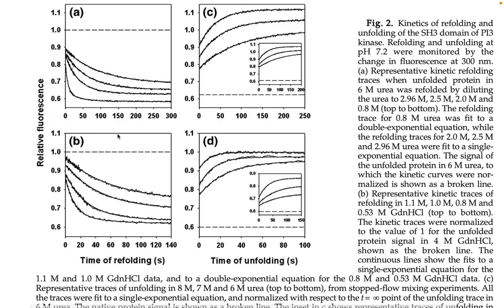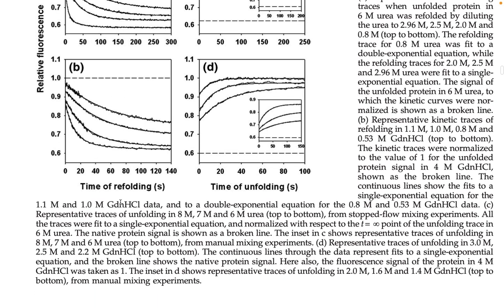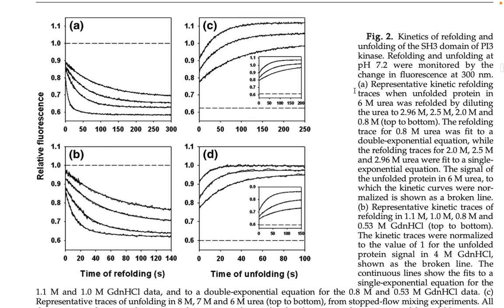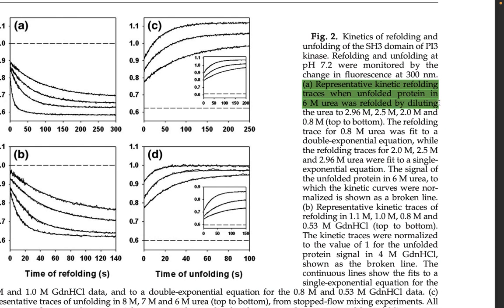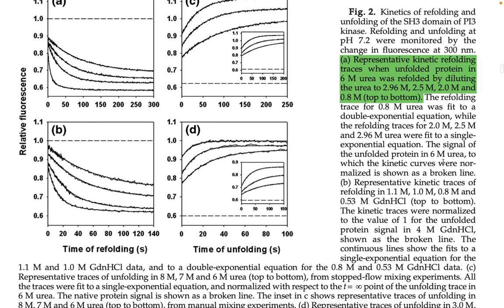A and B are essentially representative kinetic refolding traces when unfolded protein in 6 molar urea was refolded to 2.96, 2.5, 2 molar and 0.8 molar, top to bottom. The refolding trace for 0.8 molar urea was fit to a double exponential equation, while the refolding trace for 2 molar urea was fit to a single exponential equation. So, this is also to be noted here.